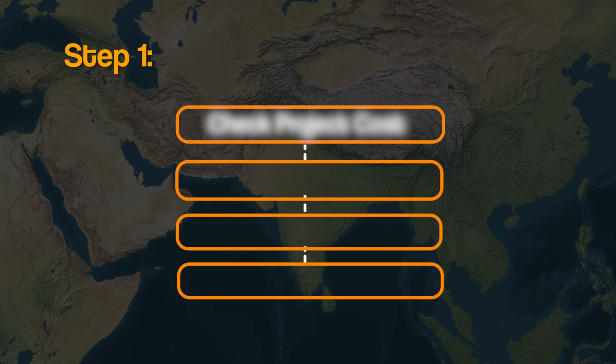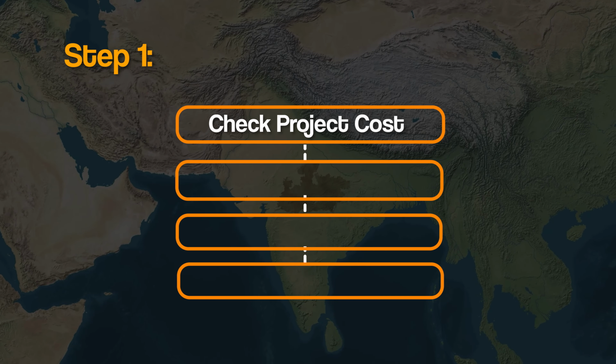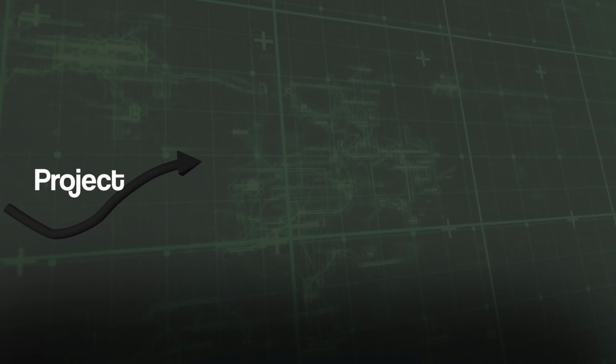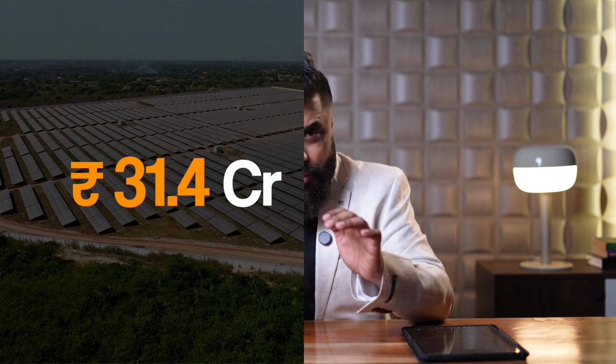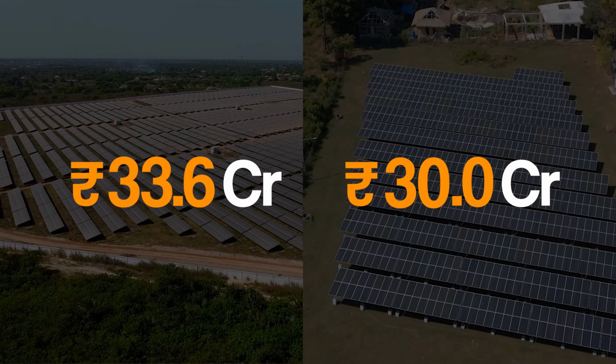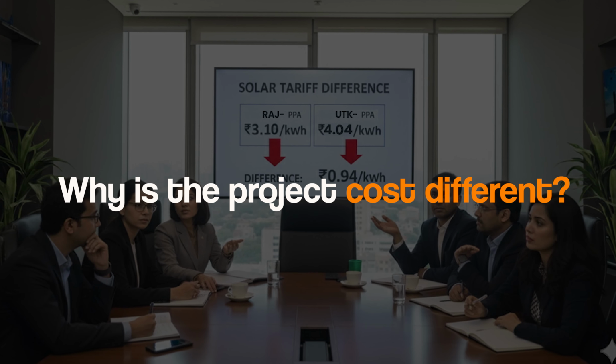Step 1 is to check the project cost in both these states. Project cost has the highest sensitivity on the tariff. In Rajasthan, the project cost came out around 33.6 crore. In Uttarakhand, it was around 40 crore rupees. The board asked why there is a difference in the project cost. That's where we move to step number 2.